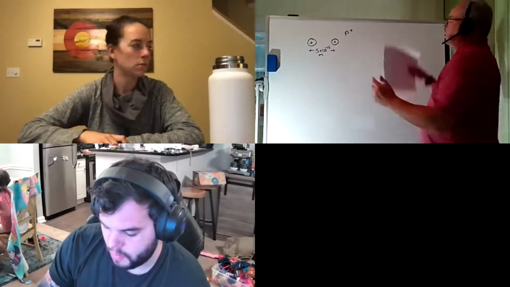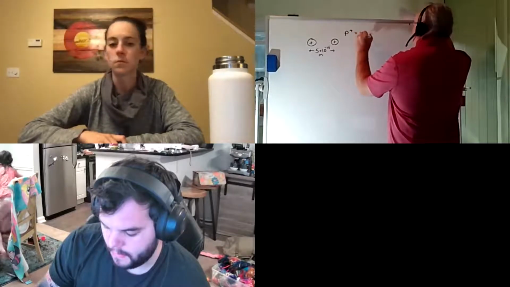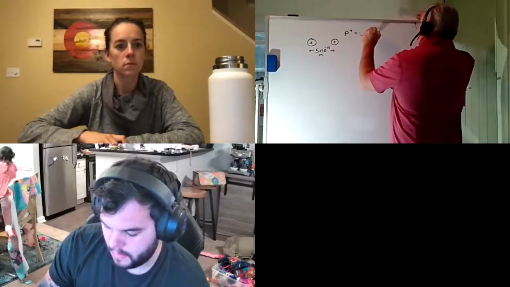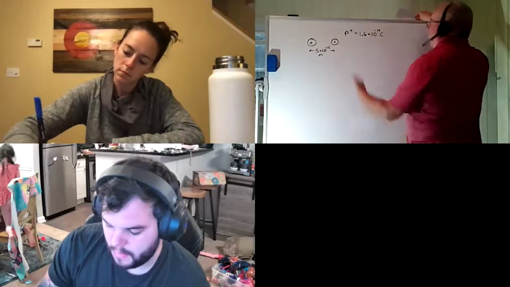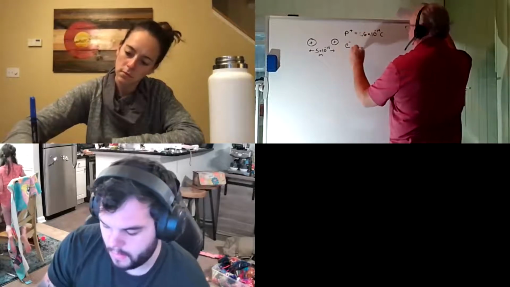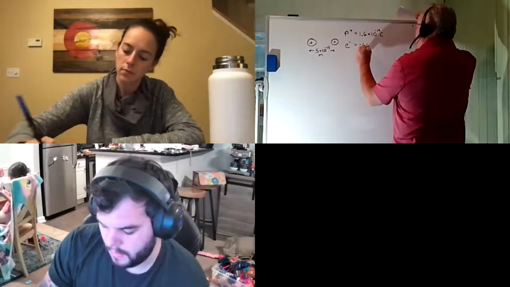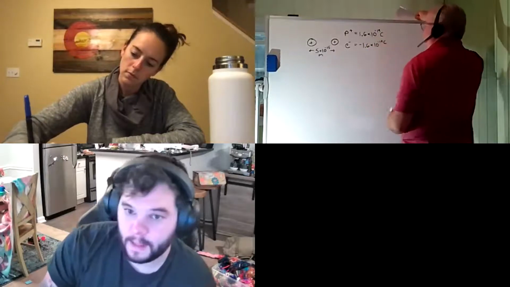Okay, great. And so the charge on the proton is very small. It's 1.6 times 10 to the minus 19. This is the so-called elemental charge. And an electron is the same thing, except it's negative. So negative 1.6 times 10 to the minus 19 coulombs.